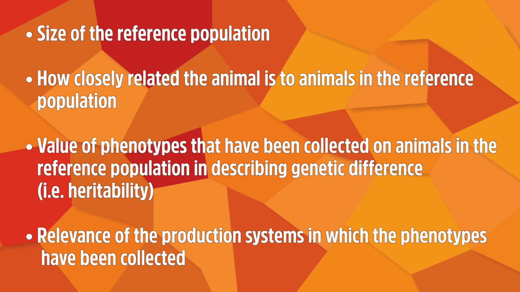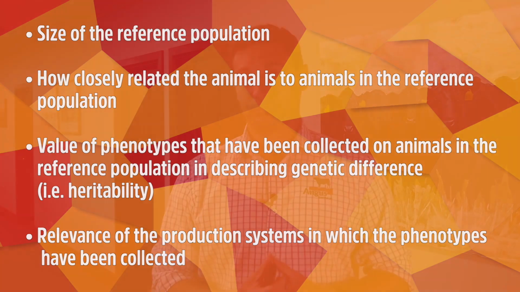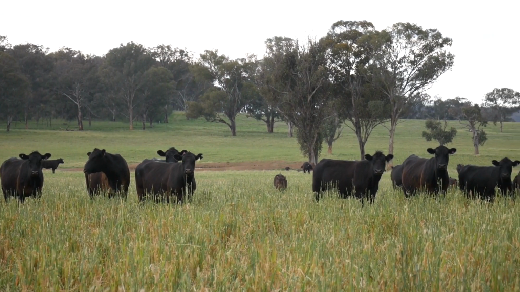So for traits which are what we call lower heritability, so lesser the differences in the performance is due to genetic differences, so traits like fertility, then we need a lot more information in a lot more animals in that reference population to predict breeding value than say a high heritability trait, such as our weight and our carcass traits.